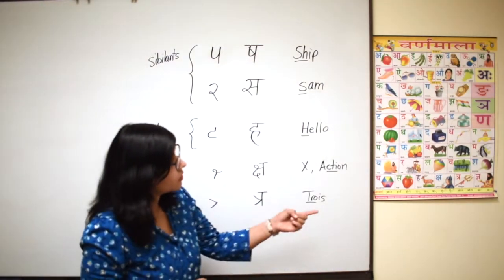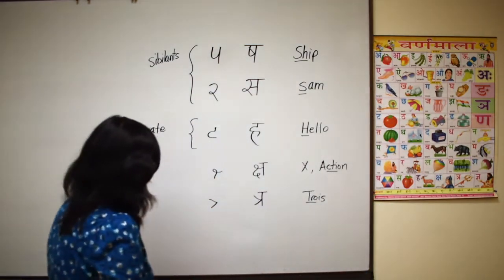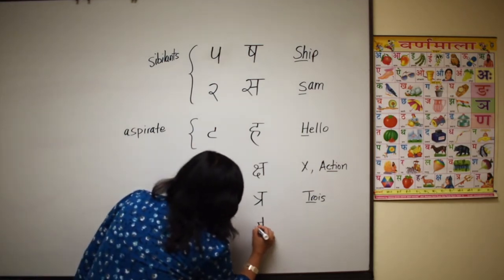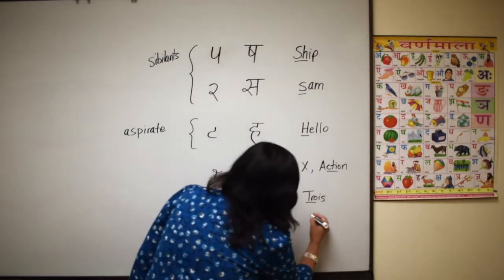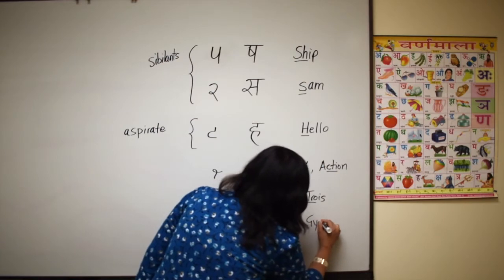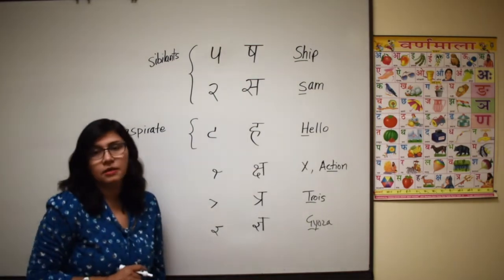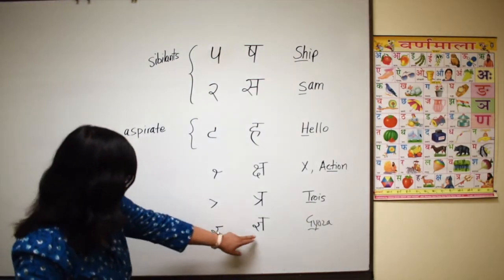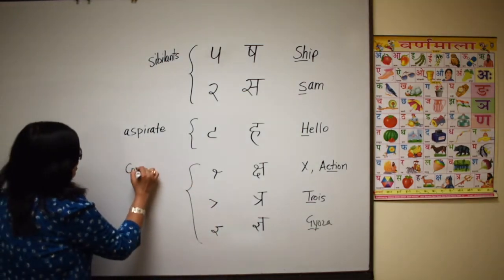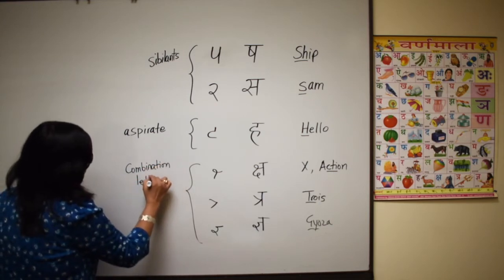Okay, and the last one on the chart is gy, right here. And this is how we make gy. So it's g and y together. For instance, if you know the Japanese dish gyoza, gya, that is the sound. And these are the combination letters from Sanskrit.